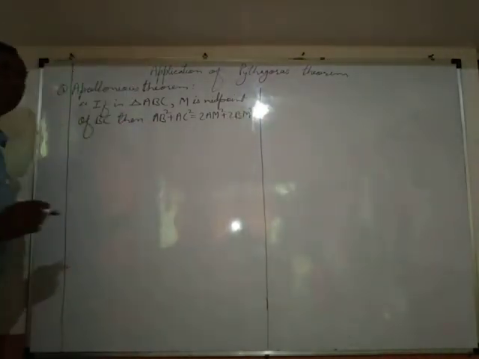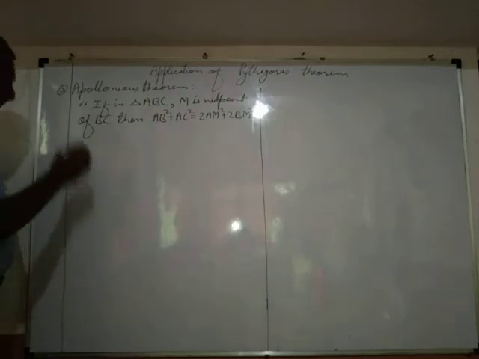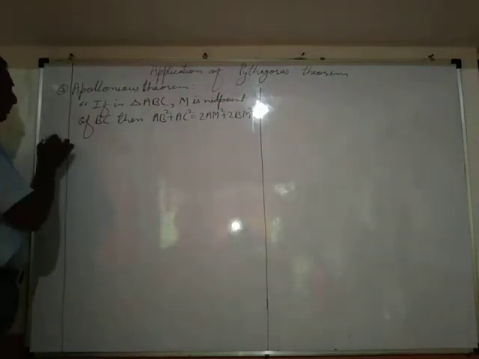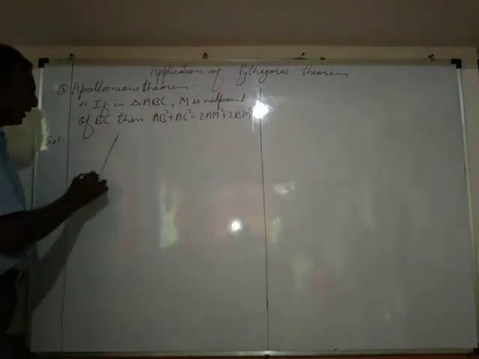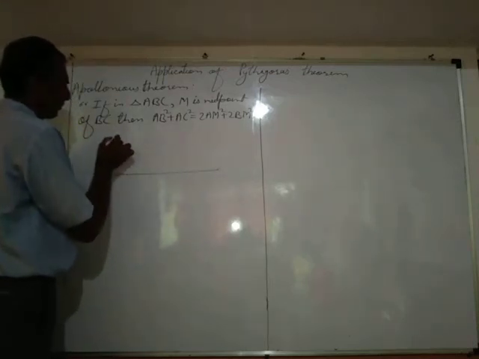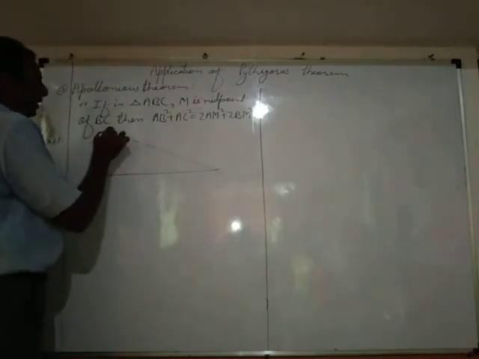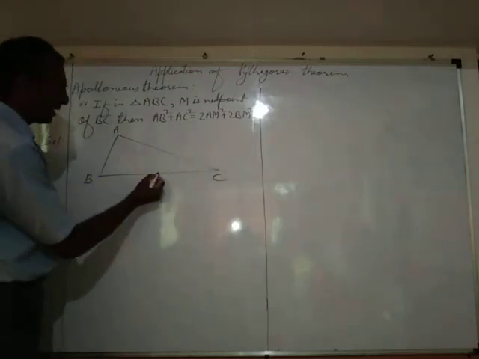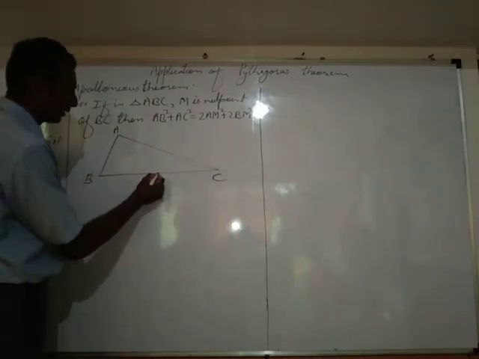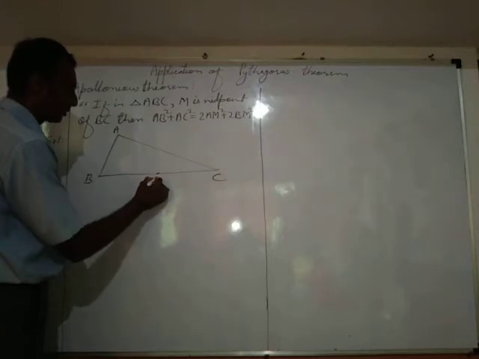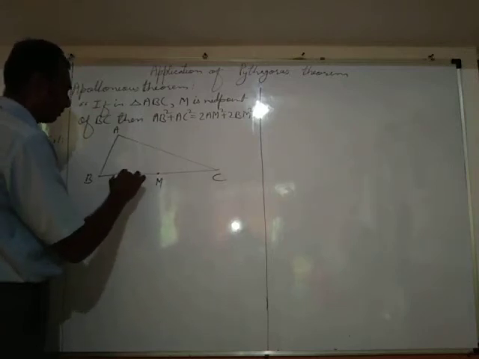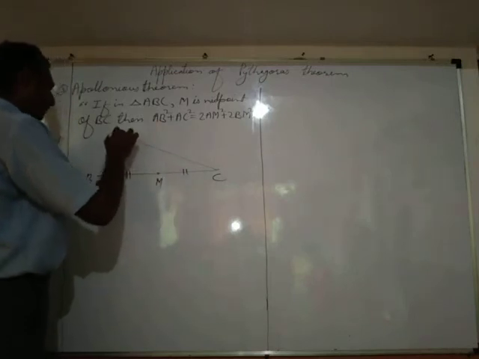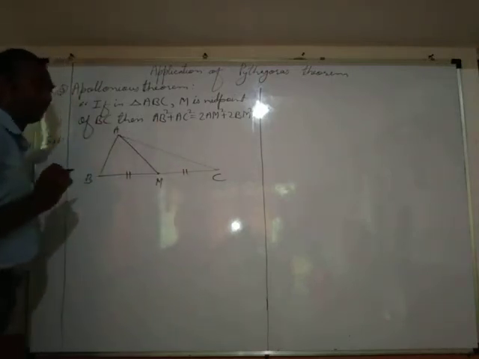Okay, this statement we are going to prove. Let's see a solution. Let's consider any triangle ABC, in which M is a midpoint of BC. Say AM is a median.